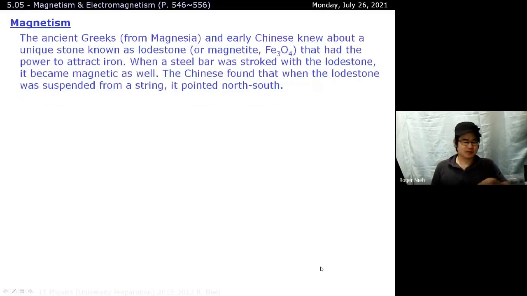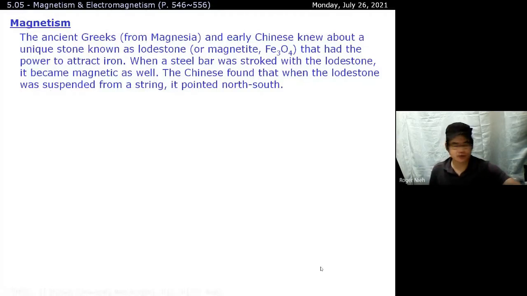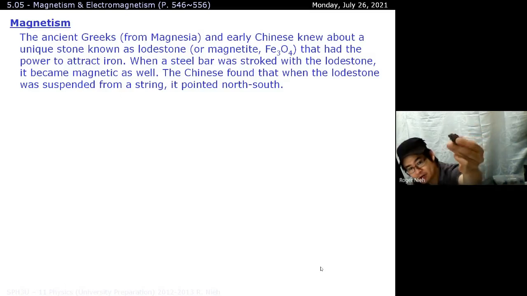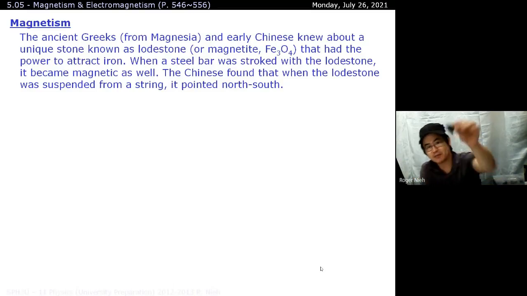All right, first off, just a bit of history with regard to magnetism. There are many cultures that have discovered this crazy magical property. In fact, there's a type of stone that can magically attract ferromagnetic material to it, and this type of stone is called lodestone. It looks like an ordinary stone, but it is ferromagnetic.